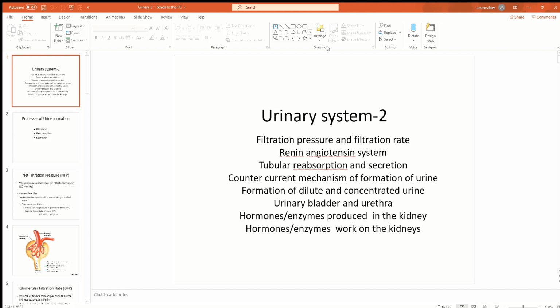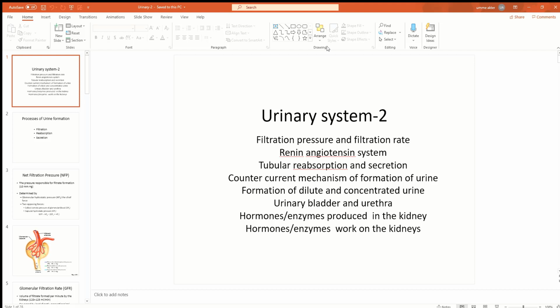Then we'll talk about renin-angiotensin system. Renin-angiotensin system is the system that works to regulate the blood pressure. If the blood pressure drops or decreases, then renin-angiotensin system is activated to increase the blood pressure.